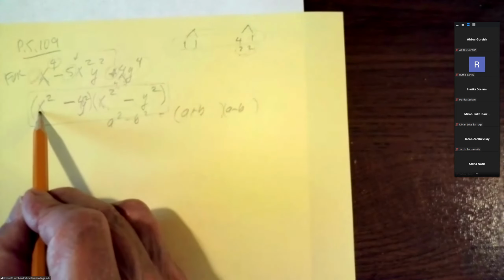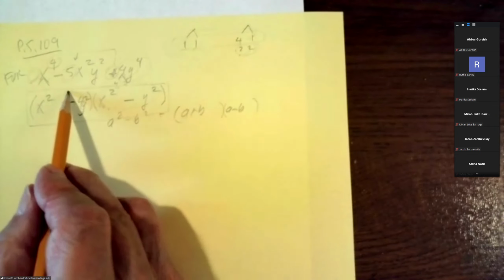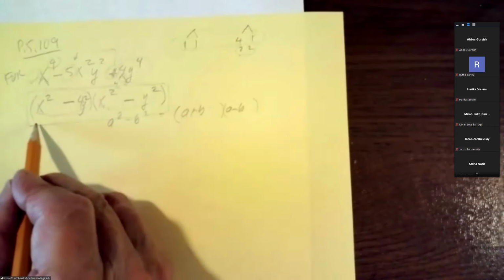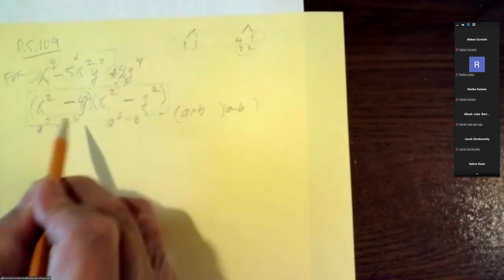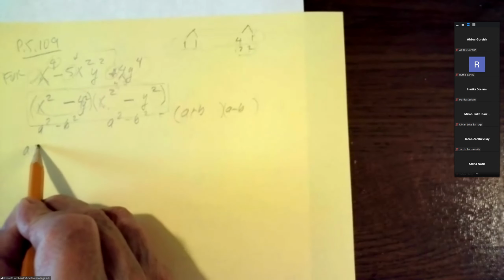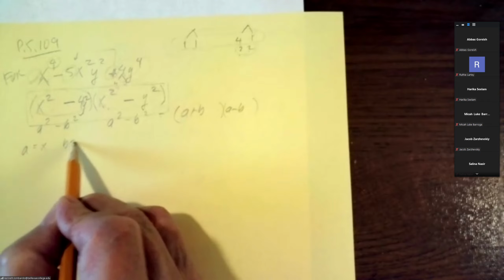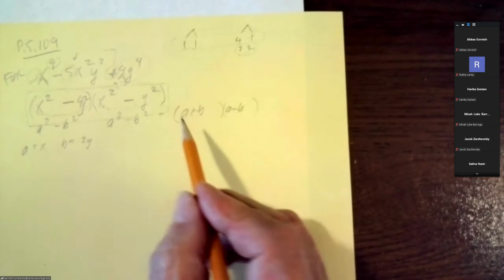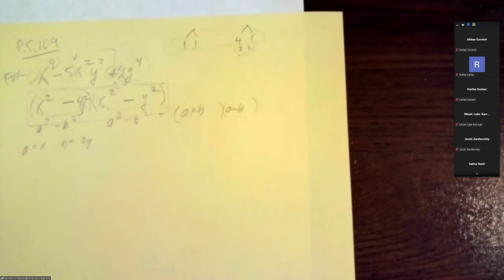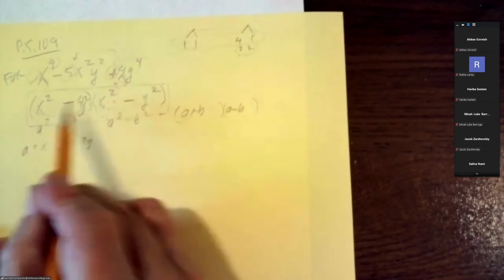So I guess we could say the same thing for here. That looks like a squared minus b squared, where a equals x and b equals 2y. Here a equals x and b equals y. So we're going to factor both of these.